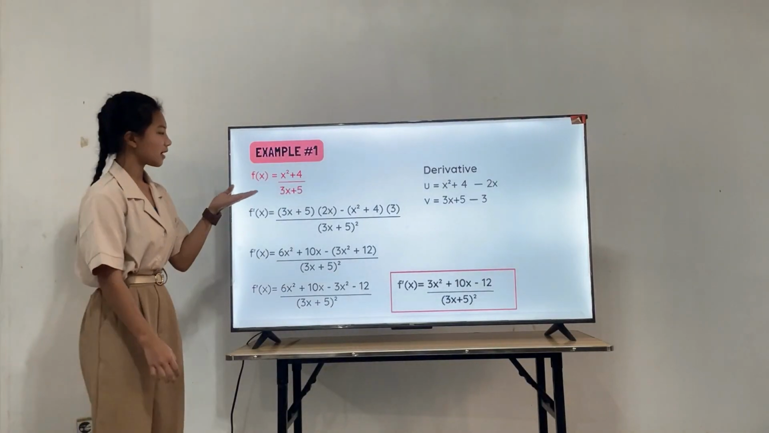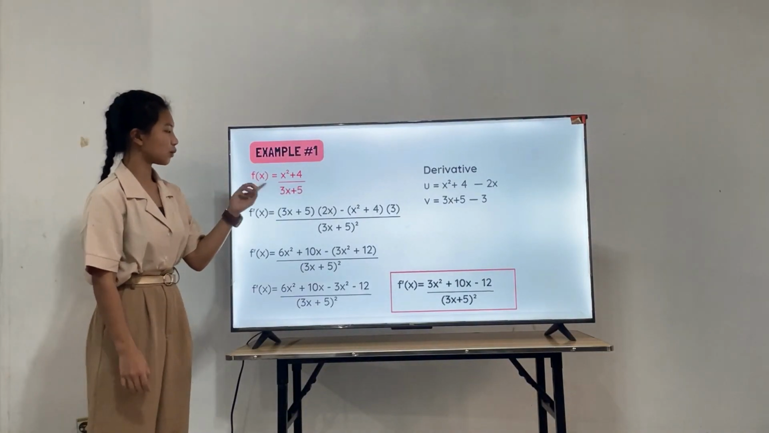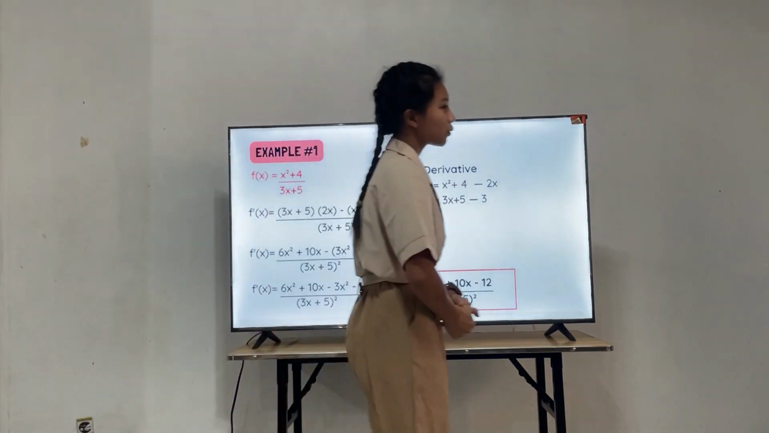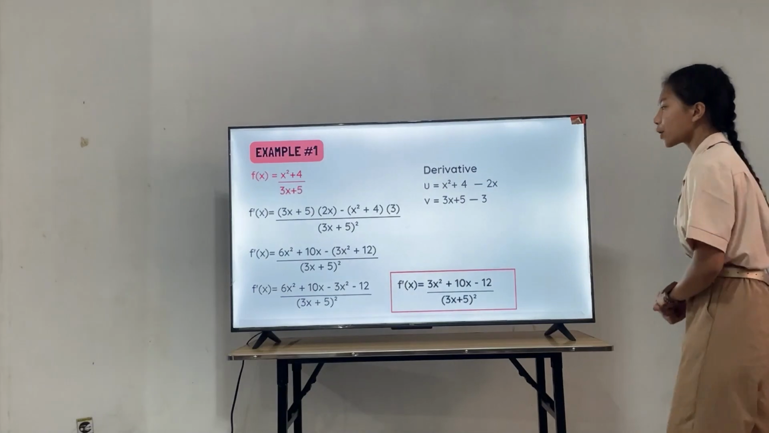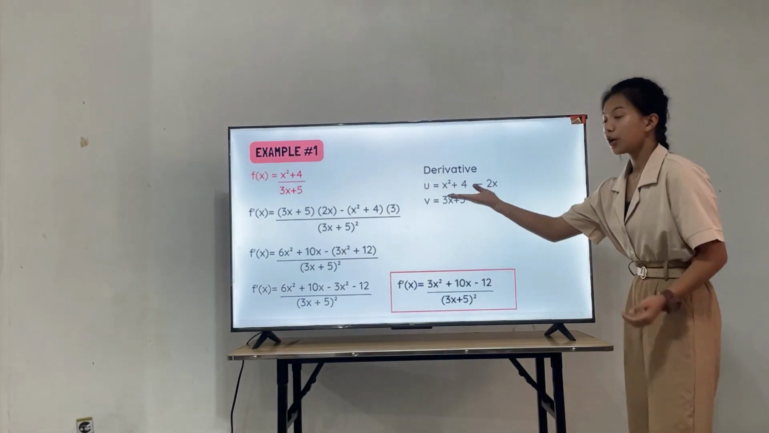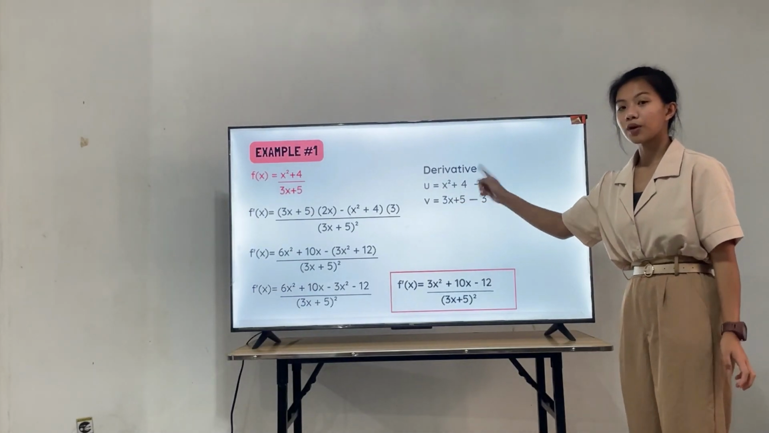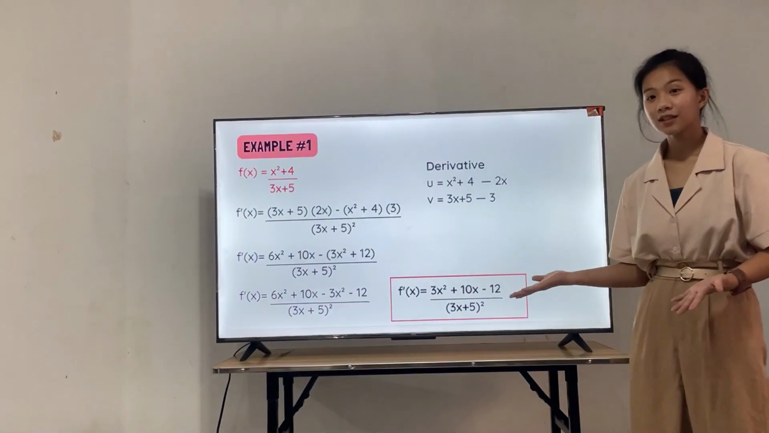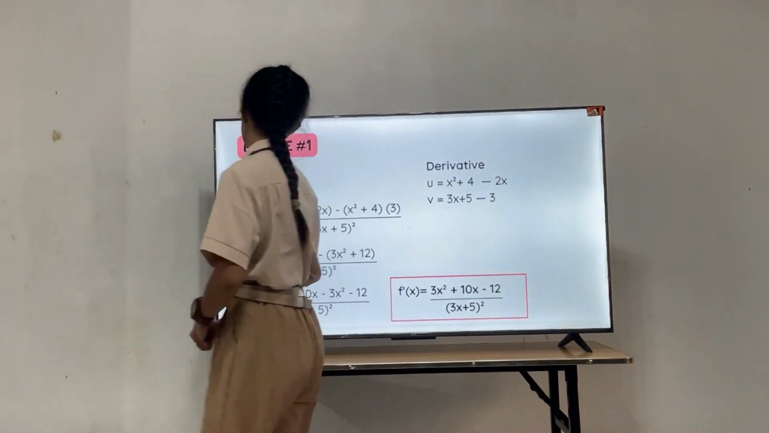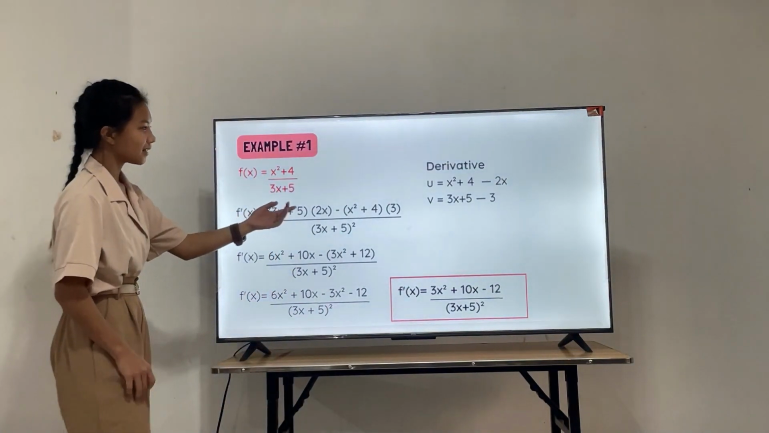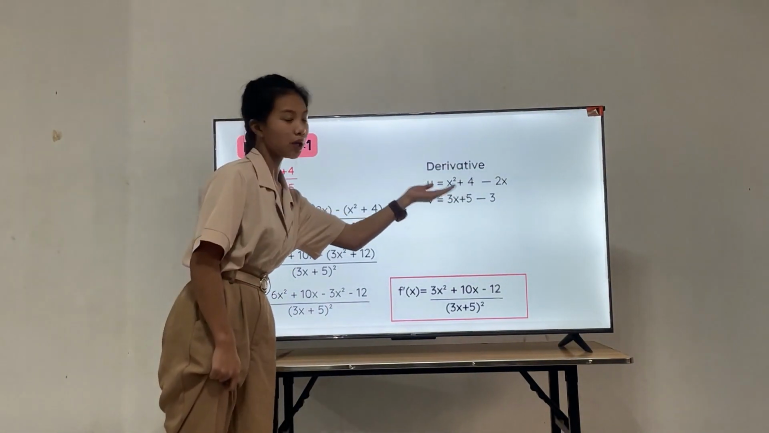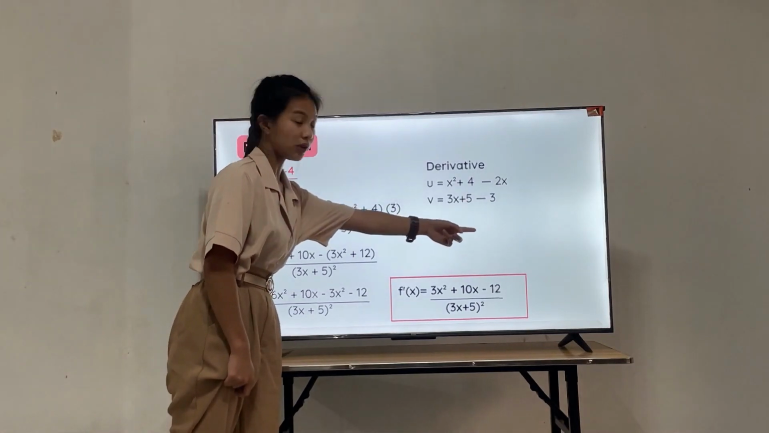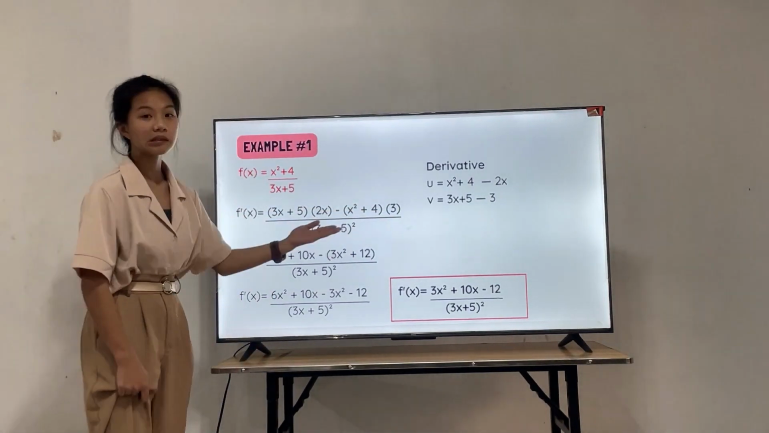Example number 1: f of x is equal to x squared plus 4 over 3x plus 5. To get our derivative, be reminded that our u variable is always the numerator and the v variable is always the denominator. Next, we apply our formula: our v times the derivative of our u minus u times the derivative of v, all over v squared.